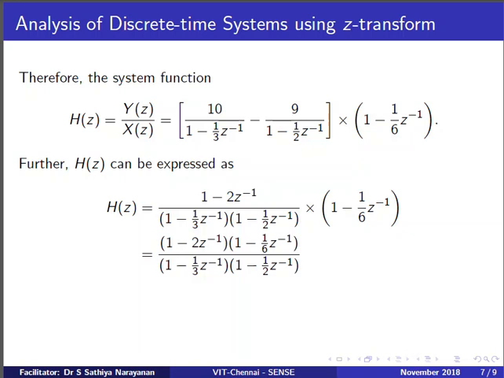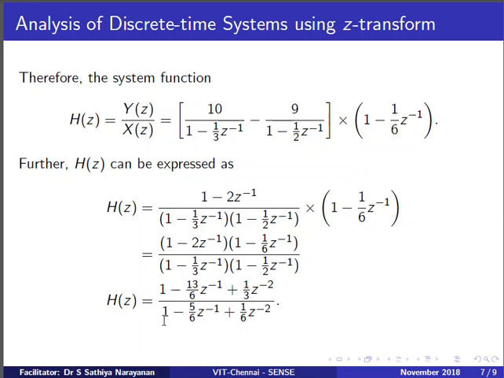Next, we have combined the two terms: 1 minus 2 z inverse times 1 minus 6 z inverse. The denominator remains the same. Now next, it is just multiplying these two terms. So we have three terms: a constant term 1, minus 13 by 6 z inverse, plus 1 by 3 z to the power minus 2.